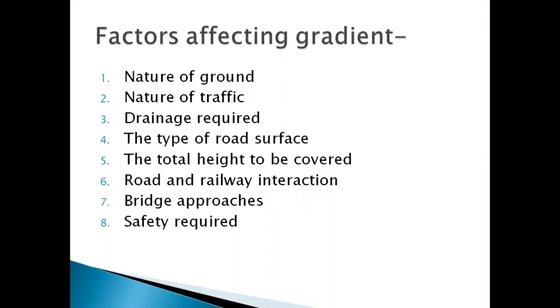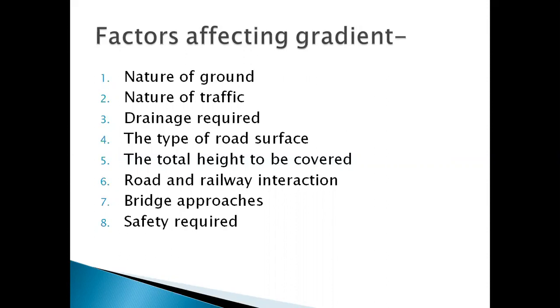Then next point is factors affecting gradients. Now see which factors affect the gradient of road. There are 8 factors which can affect the gradient of road. First factor is nature of ground. Then second is nature of traffic. Third is drainage required. Fourth is the type of road surface. Fifth is the road height to be covered. Sixth, the road and railway interaction. Then bridge approaches and safety required. These are the factors which can affect the gradient of road.